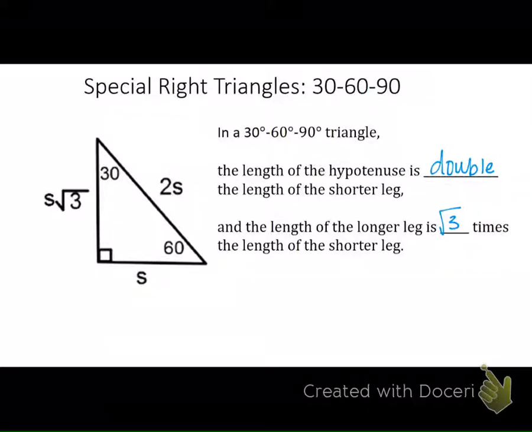So 45, 45, 90 is n root 2, sorry. And the 30, 60, 90, do you see how there's a 3 in the 30, 60, 90? It is S, S root 3, and 2S. So that's why you're doing a root 3 instead.